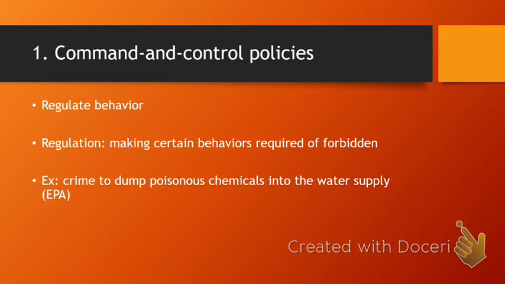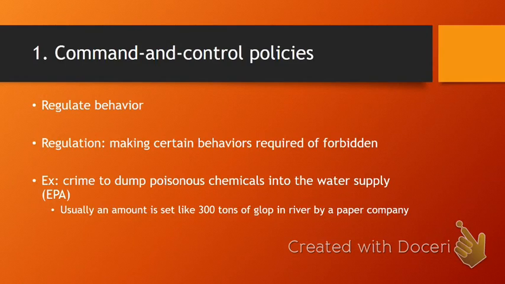All right, any questions on that? Everybody's got it. Okay. So usually they set an amount like 300 tons of glop in a river by a paper company. That's the byproduct or the pollution from a paper company. When they make paper, there's glop. And if they're going to dump that into the river, then they have to limit that to 300 tons a year.